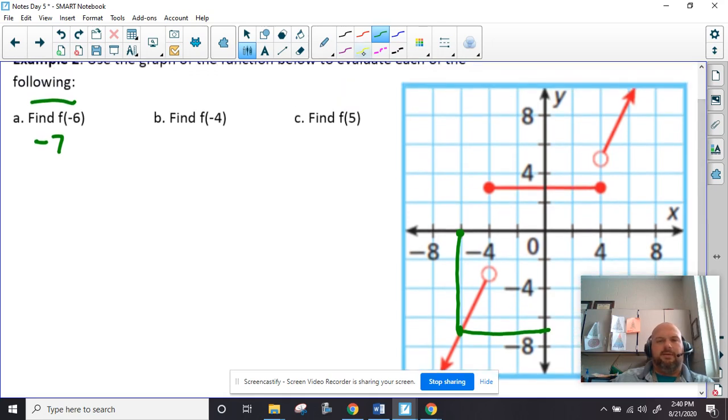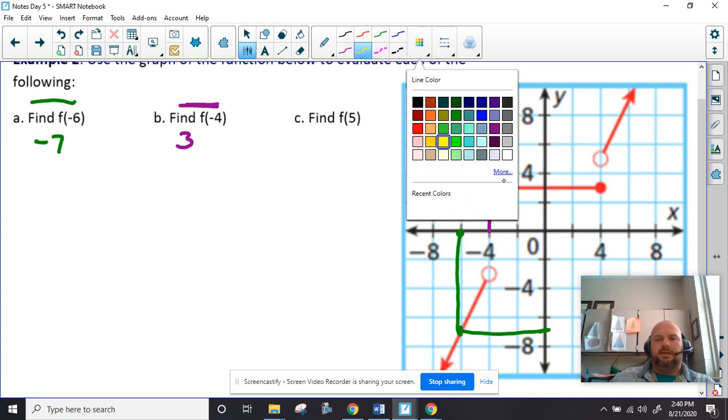Okay, now we're going to use purple for this one. Find f of -4. All right, -4. Pay attention. One of them is closed, one of them is open. If it's closed, you go to that one. Do not go to the open one. I'm going to go here because closed, it's included. Okay, it goes through the middle, so that's in between 2 and 4, so that would be 3.